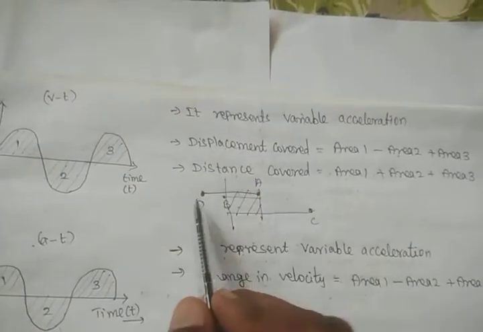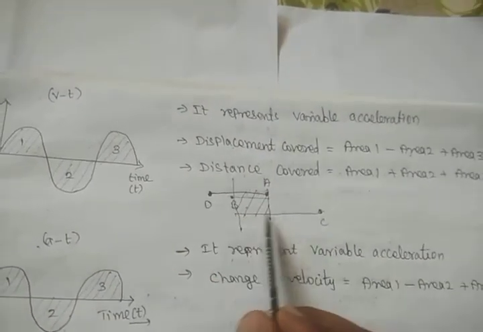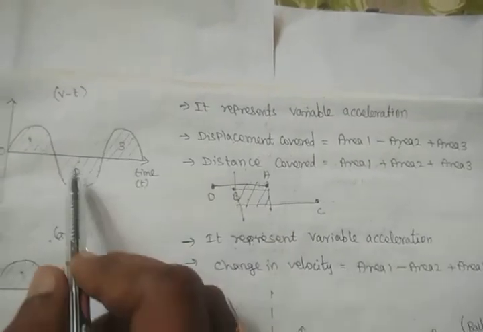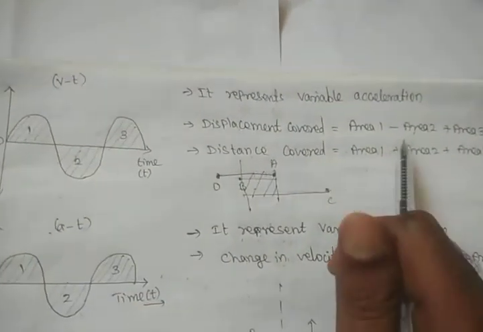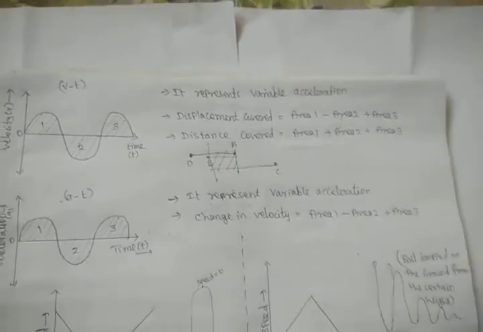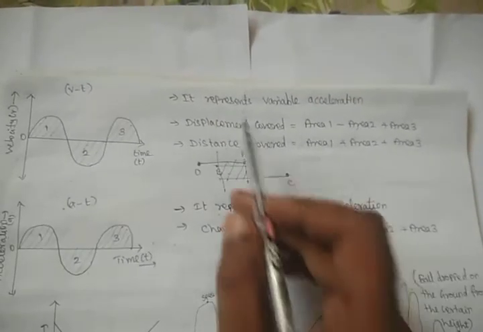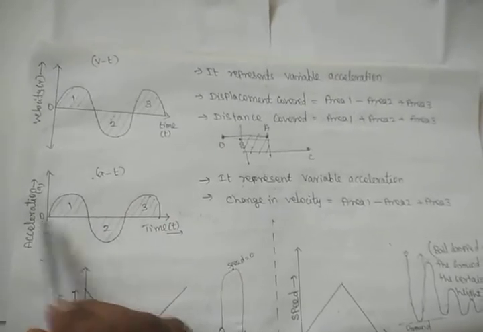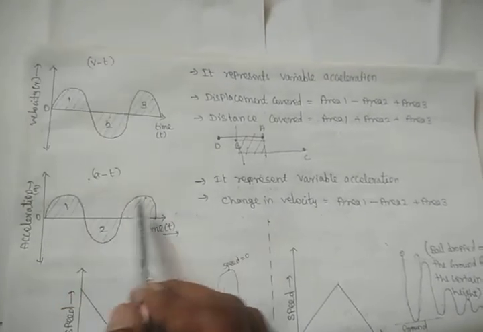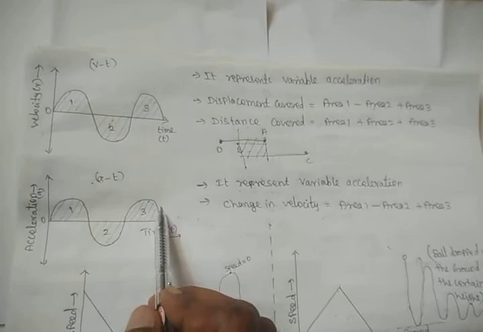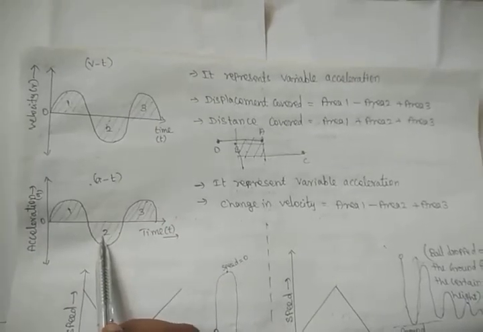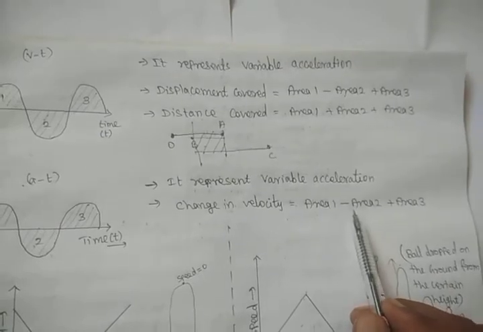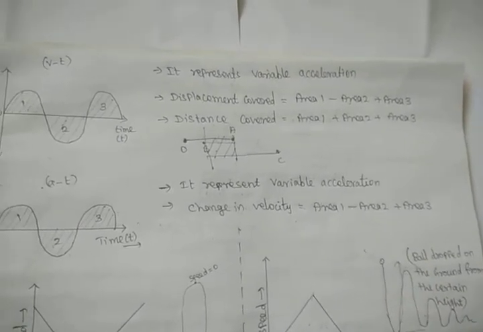For distance calculation, the actual path traveled by the body is called distance. So we have to include all the areas in this calculation. I think the students are very clear about the displacement calculation and distance calculation. Similarly for the acceleration time graph, the areas 1 and 3 have to be added and we have to subtract area 2 in order to calculate the change in velocity. So area 1 minus area 2 plus area 3.